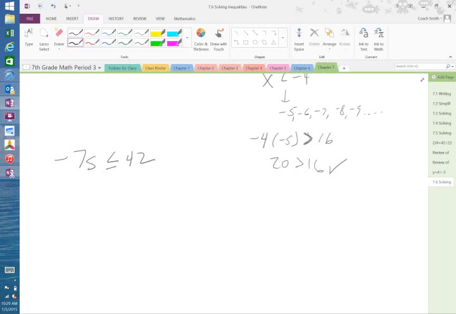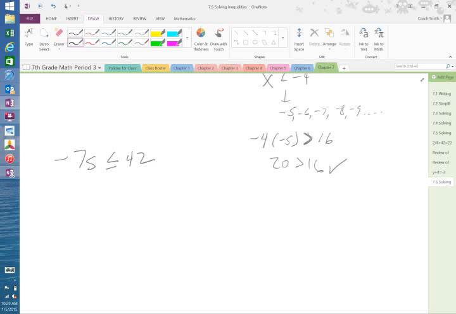Okay, how do I solve it? The solving process doesn't change on any of these. The only thing that really changes between equations and inequalities is you must include the inequality sign in your answer.